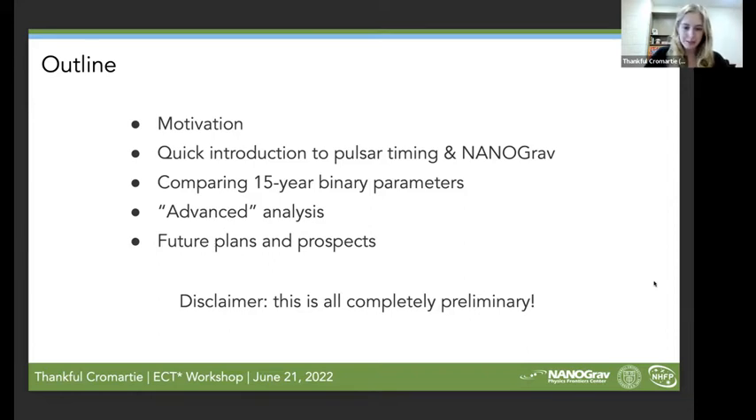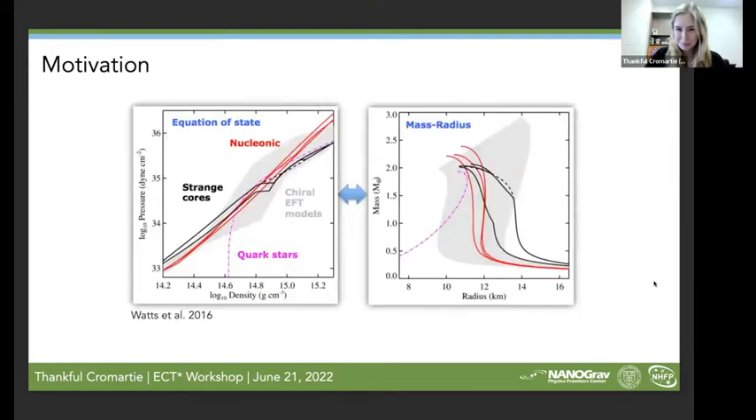And just a quick disclaimer, this is all totally preliminary. I'm not going to be able to present comprehensive mass measurements results. I hope that I didn't misadvertise through the title of my talk, but we are going to talk about some preliminary results and some interesting things that we're seeing. So, preliminary. Okay, we all know why we're here, right?